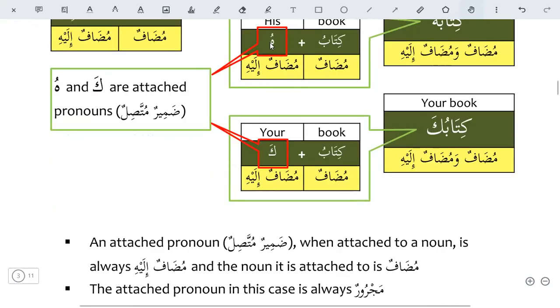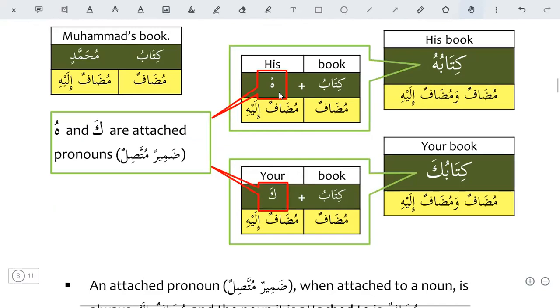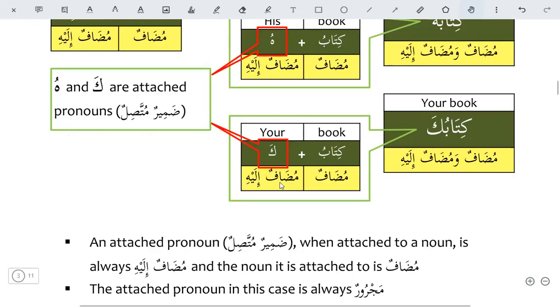Ka is mudaf ilayh, but it is not changing its case. It is not taking kasra. Ka means yours. Even though it is mudaf ilayh and majroor, it will never change its ending. It will be kitabuka in this form.